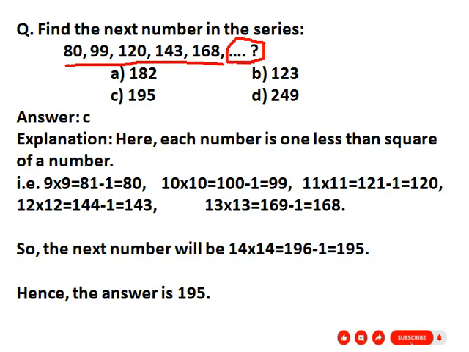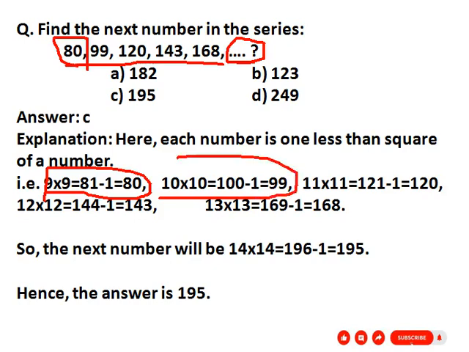So here a pattern is given in that series. See which pattern: the first number is 9 square, 9 into 9, 81, minus 1, which is 80. Then the second number, 99: 10 square, 10 into 10, 100, minus 1, 99. Next number, 120: 11 into 11, that is 11 square, minus 1, 121 minus 1, 120.